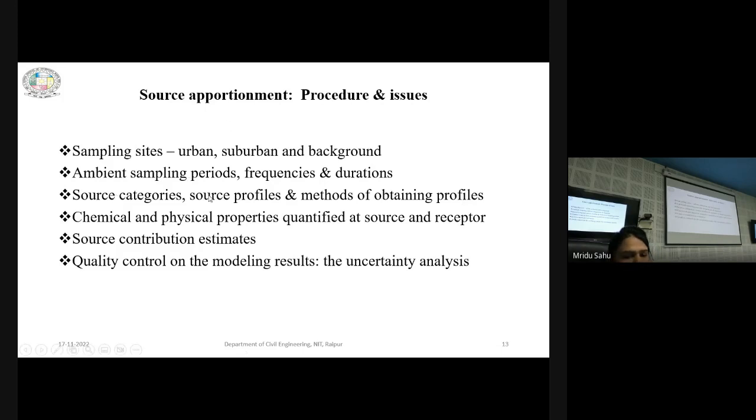Okay. Then ambient sampling period means, according to the CPCB, that is the Central Pollution Control Board, this categorization of sampling periods is done, whether it is for a period of 8 hours or 24 hours, their frequencies and durations, source categories, physical and chemical properties required at the source and receptor locations, and source contribution estimate. Also, quality control. This factor needs to be analyzed while performing the experiments.